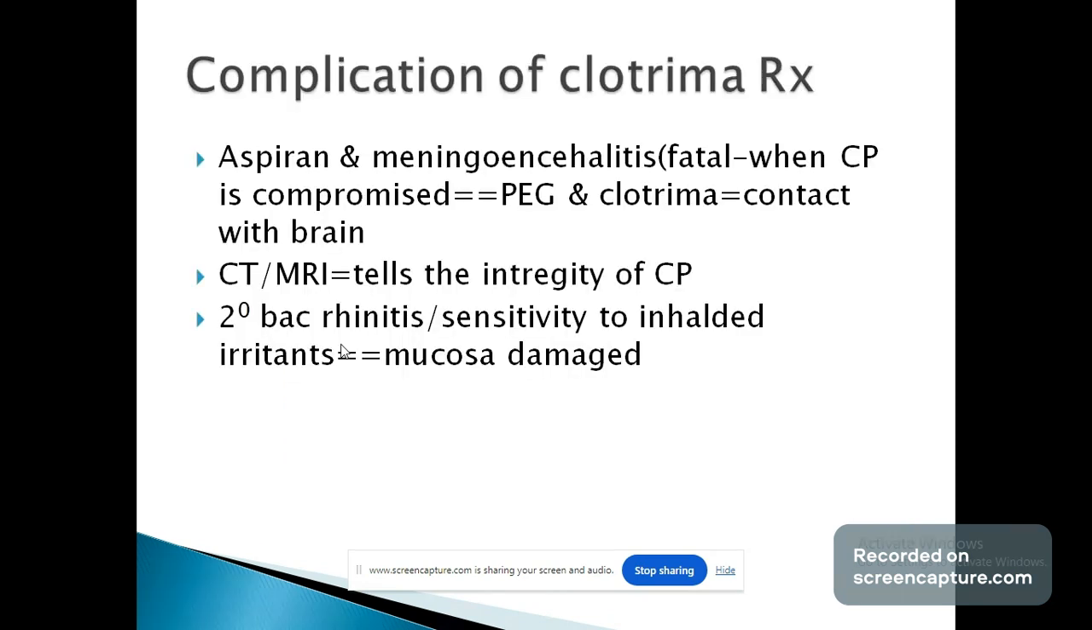Complications of clotrimazole treatment are aspiration pneumonia and meningoencephalitis. Whenever the cribriform plate is compromised, clotrimazole and polyethylene glycol, the base carrier of clotrimazole, make contact with the brain and cause meningoencephalitis that could be fatal. Integrity of the cribriform plate is judged through CT scan or MRI. Another complication is secondary bacterial rhinitis and sensitivity to inhaled irritants.